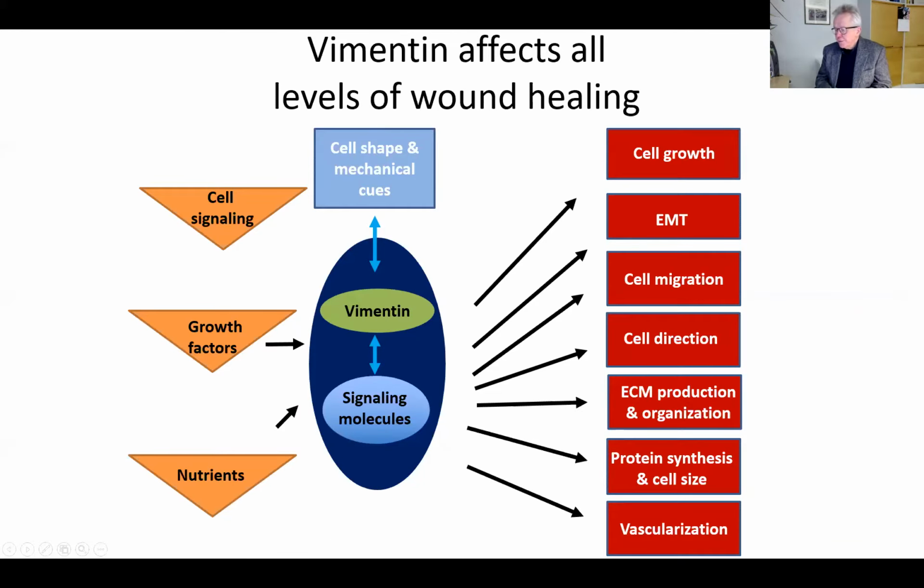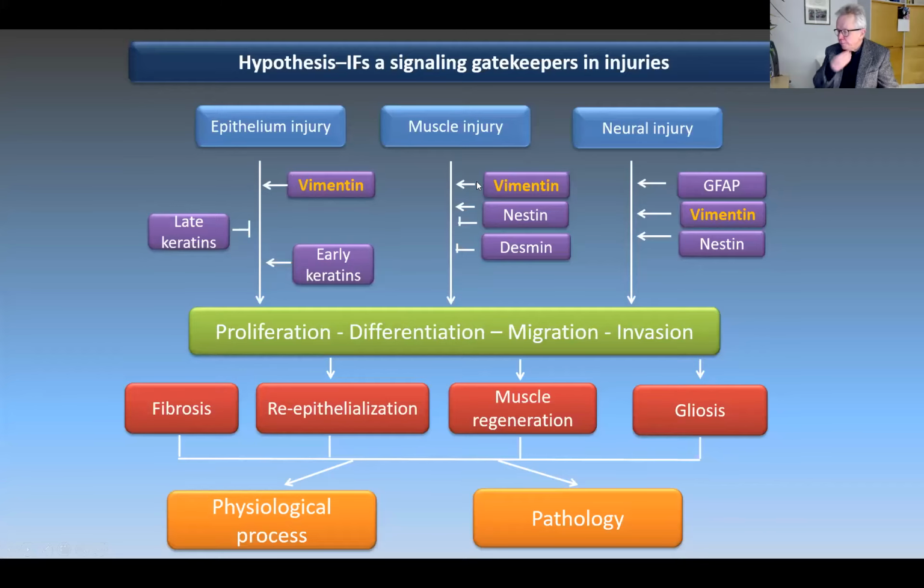I took you through a system which all relates to wound healing, where we have vimentin interacting with different signaling molecules. We have different systems stimulating this. This affects cell growth, EMT, cell migration, cell direction, ECM production and organization, protein synthesis and cell size, and vascularization, which I didn't talk so much about, but that was mentioned, and the Notch studies mentioned in terms of regulating that.